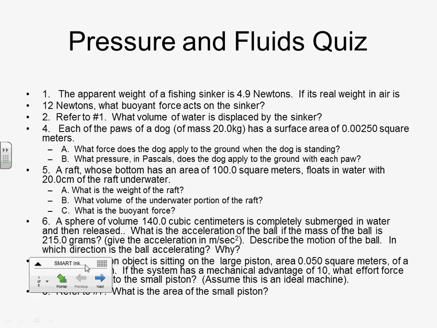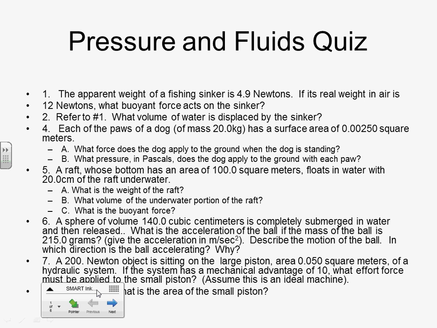All right, this time we're going to look at the raft problem, which is labeled as number 5 here. Notice it says we have a raft whose bottom has an area of 100 square meters. It floats in water with 20 centimeters of the raft underwater. We want to find the weight of the raft, the volume of the underwater portion of the raft, and the buoyant force. So again, let's go to a slide with some space, figure out what we can.